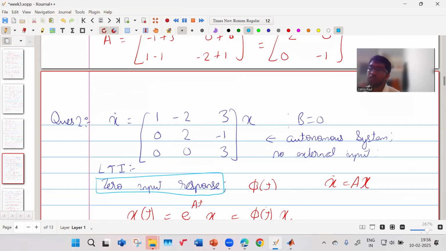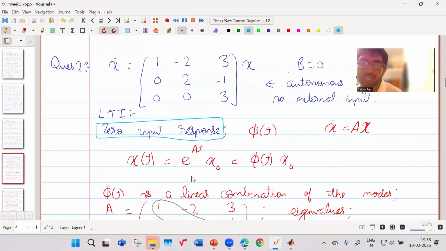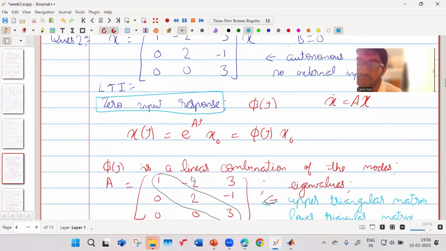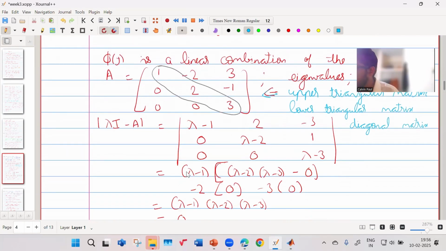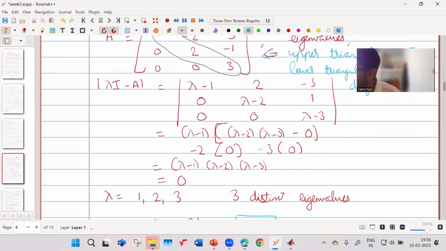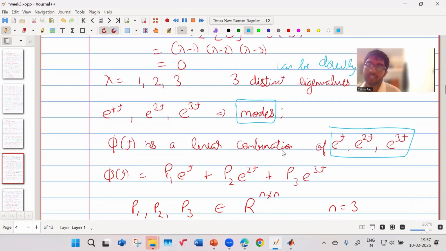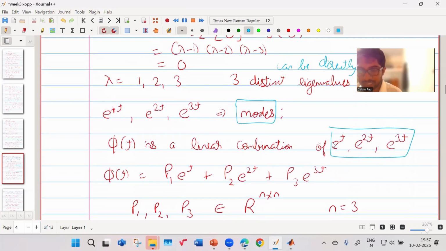This is an autonomous system, so there's no external input. The output of the system is actually a zero input response. So it should be a linear combination of what? It's a linear combination of the modes, and the modes are determined from the eigenvalues. Since this is an upper triangular matrix, it is easy to compute the eigenvalues. I've computed it, but it can be directly written. So phi of t is a linear combination of this. We have not done that, but it can be done.